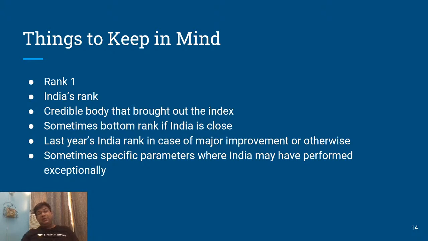Some specific parameters where India may have performed exceptionally. I will give you an example of that. For example, recently there was something on internet access where overall our rank was moderate, but we did extremely well in terms of affordability. So, those sub parameters could be brought out as where we've done extremely well, right?